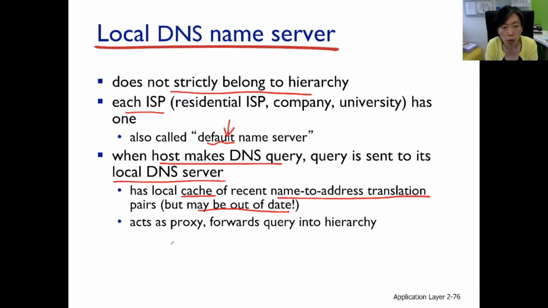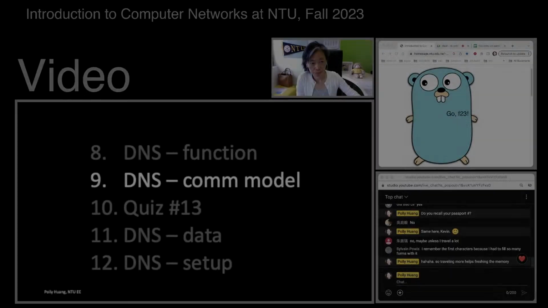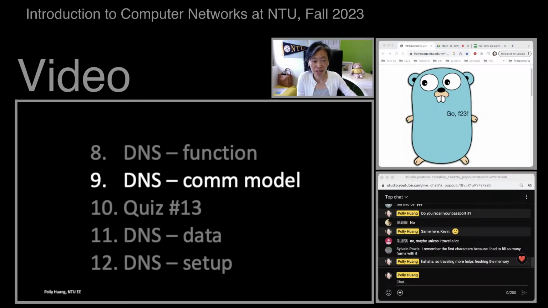So these local DNS servers, if you think about it, work more like a proxy server. It's not exactly client, it's not exactly server. It's something in the middle, helping relay the queries, relay the answers, helping forward queries into the hierarchy if there's no hit here at the cache. All right, so you see, the mapping entries are really stored at these authoritative DNS servers.